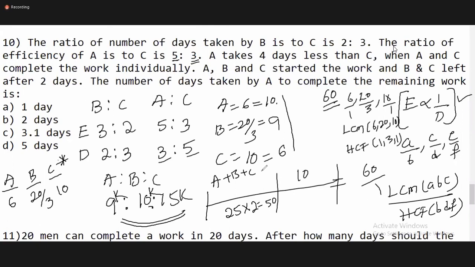Who left the job? B and C left the job, which means this has to be completed by A only. A can eat 10 chocolates, so that is 1 day. The number of days A needs to complete the remaining work is what? 1 day. People who got 1 day are absolutely right. Great job.